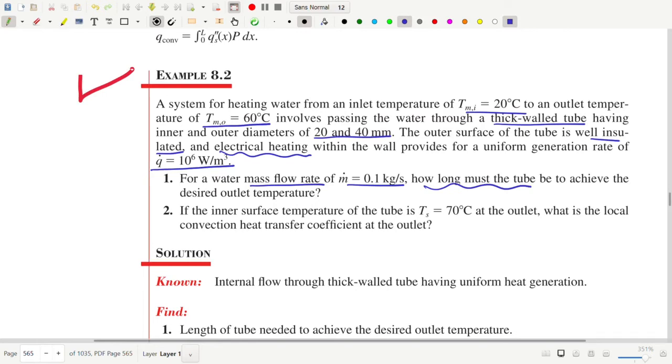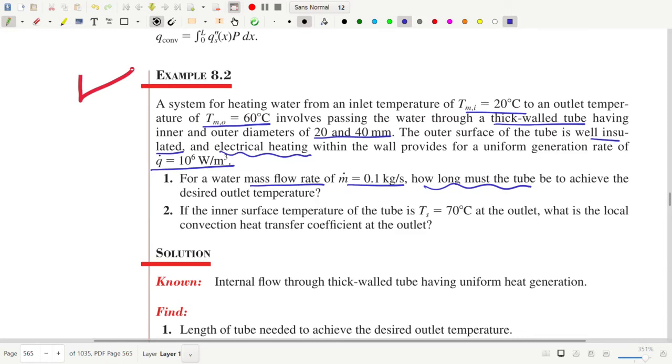Again, as I said, it's a very practical situation because you have these heating arrangements where you have certain constraints. In this case, the constraint is that you want to increase the temperature of the inlet water by 40 degrees. You also have a fixed heating arrangement, so the heater is able to provide 1 megawatt per meter cube of energy, and the flow rate of the water is also constant. That's given as 0.1 kg per second. So then the design output has to be the length of the tube.